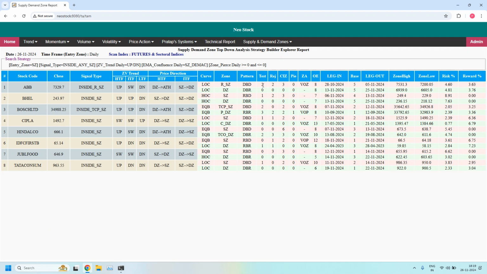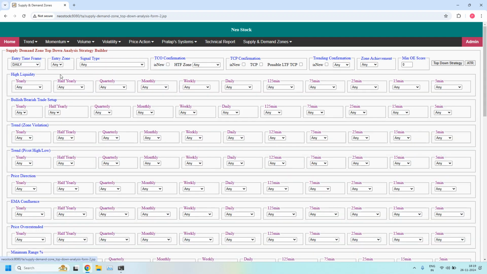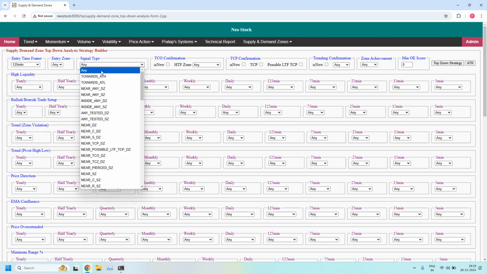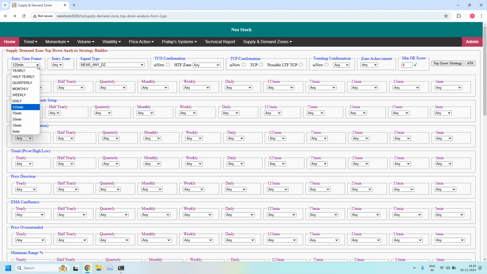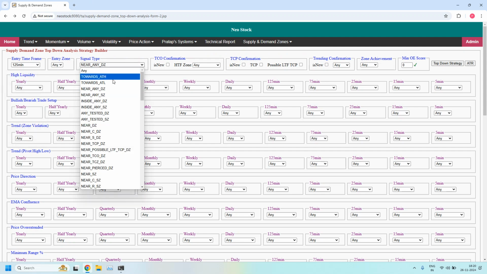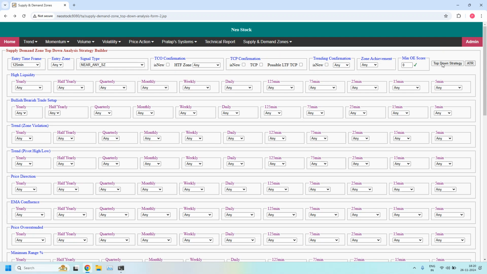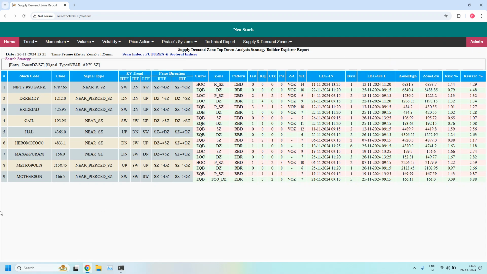So this is about the daily time frame, and the next time frame is 125 minutes. Price near the 125 minutes demand zone. 10 stocks are filtered. Okay, next, 125 minutes time frame, price closed inside the 125 minutes supply zone. 9 stocks are filtered.